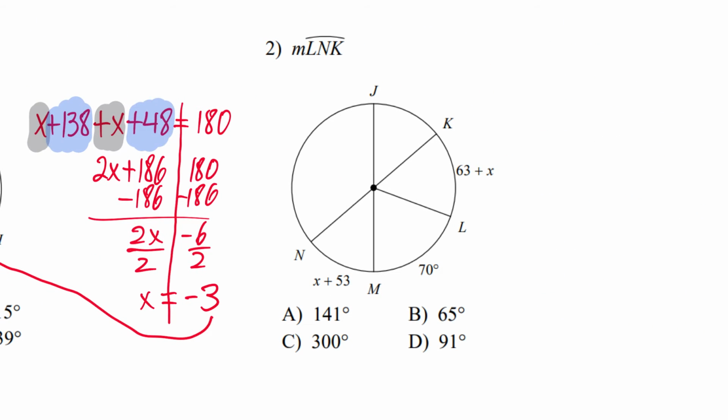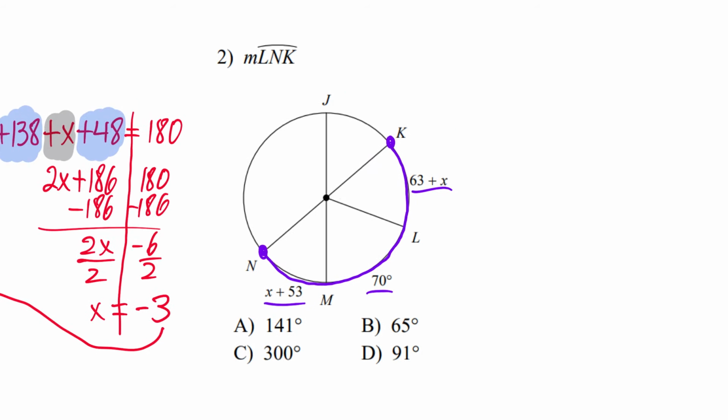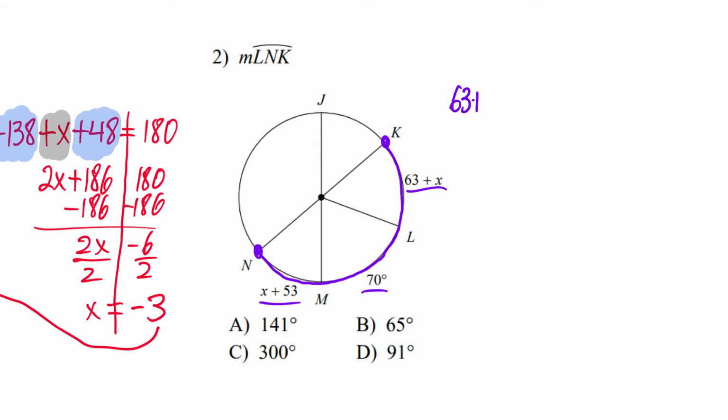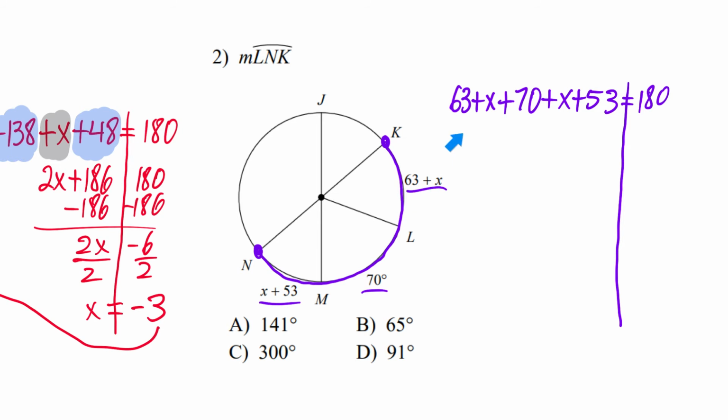Okay, number 2. Same thing, from K around to N, how many degrees is this? 180. So that plus that plus that are going to equal 180. So on this one, it's going to be 63 plus x plus 70 plus x plus 53 equals 180. I just did this plus this plus this to equal 180 because that's 180 degrees from here to here.